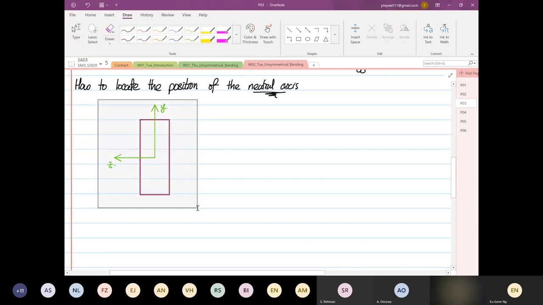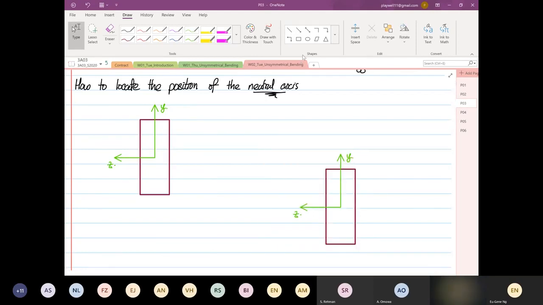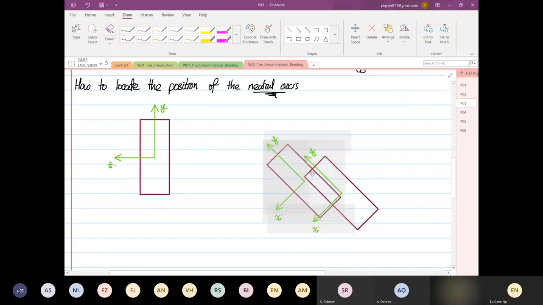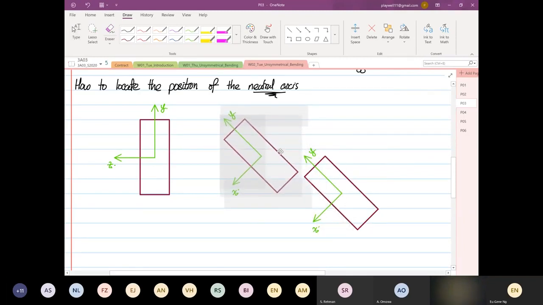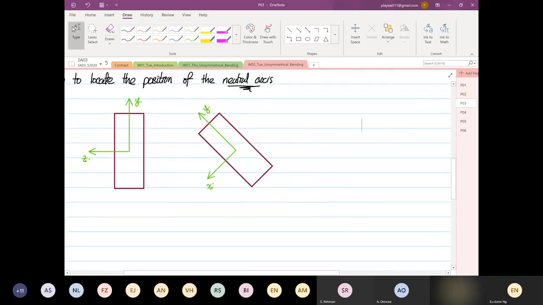So if I copy and paste, and I'm going to do a rotation by 45 degrees. It's not rotating, is it? I'll do it again. So it's going to rotate by 45 degrees. Can you observe what is going on? Anyone? Okay. What do you observe?